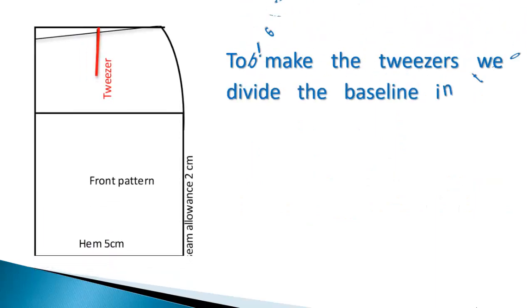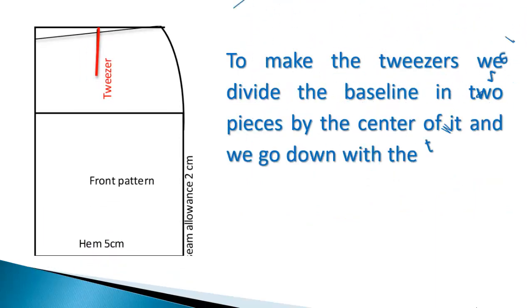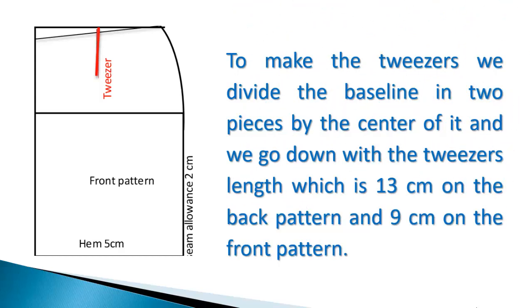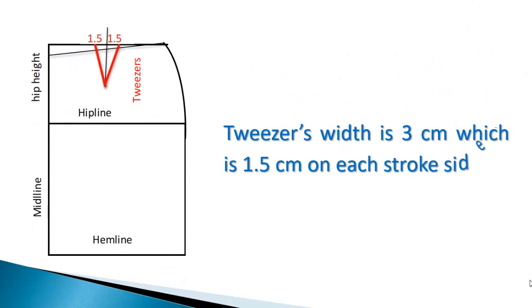To make the darts, we divide the waist line in 2 pieces in the center of it, and we go down with the dart length, which is 13 centimeters on the back pattern and 9 centimeters on the front pattern. Dart width is 3 centimeters, which is 1.5 centimeters on each side.